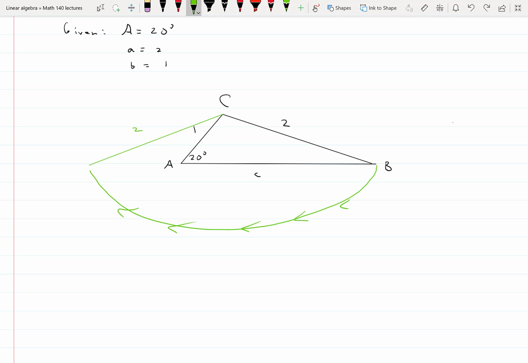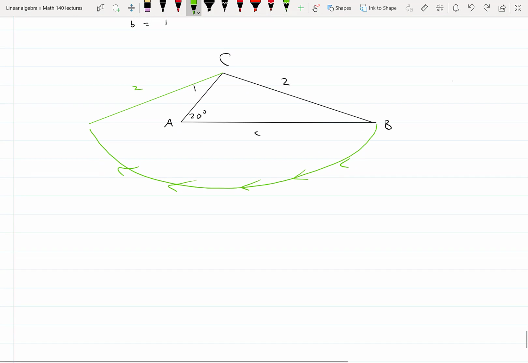For right now, let's figure out this last case. Let's solve for the missing sides and missing angles. It's good practice for us. So we're going to hunt for angle B.